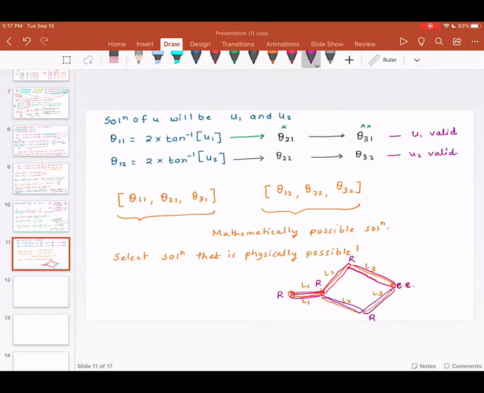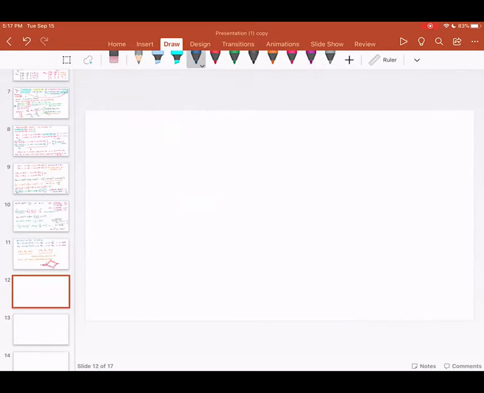Any other questions? Okay, let me work out one more problem. And in this problem, let me draw the robot. I just want to give you some intuitive feel then for how to solve the inverse kinematics problems quickly.